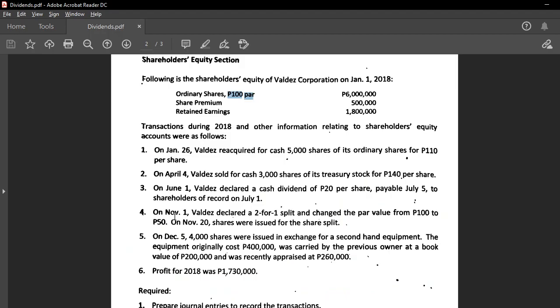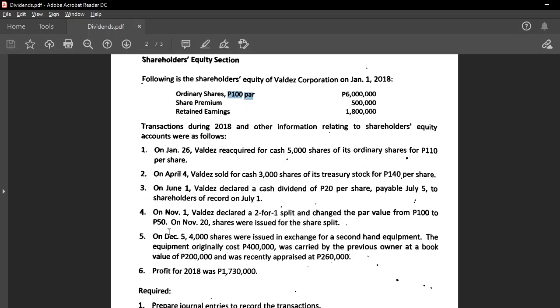On November 1, Valdez declared a 2-for-1 split and changed the par value from 100 to 50. On November 20, shares were issued for the share split. So in this item, Valdez Corporation did a split. From the term itself, split. When you split something, it multiplies. Okay? So in this problem, it says 2-for-1. This means if you have 1 share, it will multiply by 2. So if you are holding 10 shares, it's going to be 20.